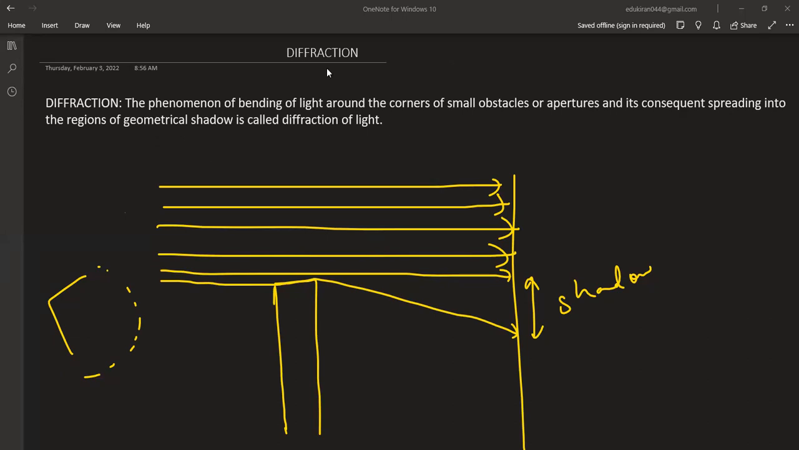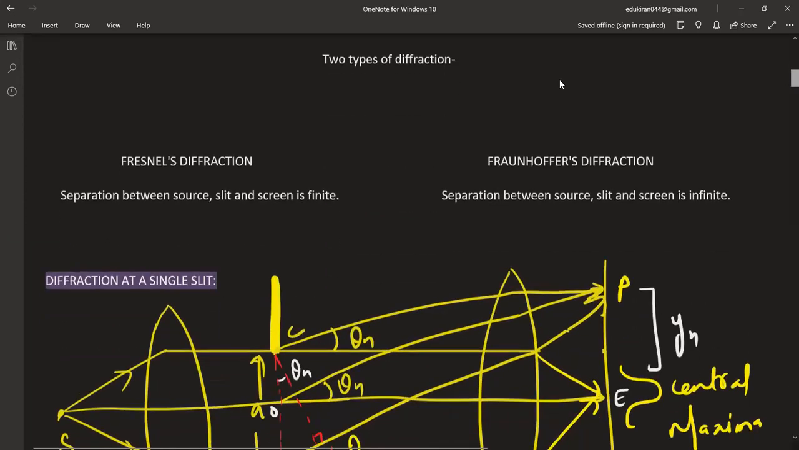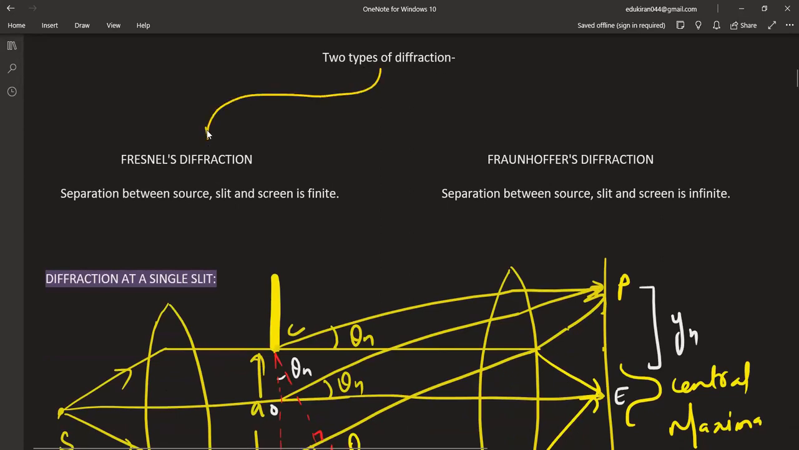Yes, class. We started with diffraction. So let us quickly complete this topic. One last topic is hanging in your syllabus. So see types of diffraction.